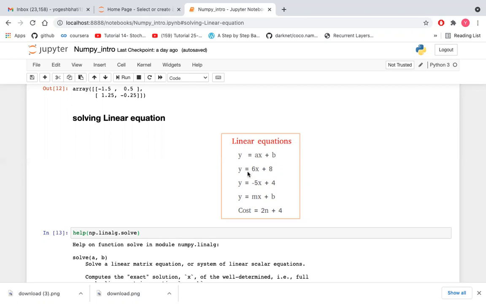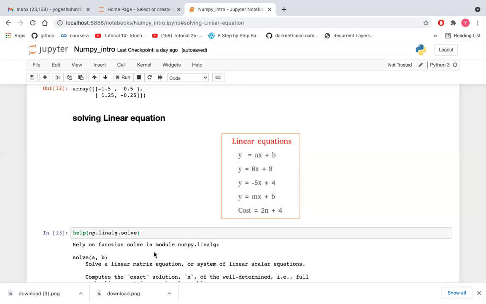So here y equals 6x plus 8, and here a and b can be in the form of a matrix. In matrix operations, we can take a and b as matrices. So here we are going to discuss that thing only, how to solve a linear equation of matrices.